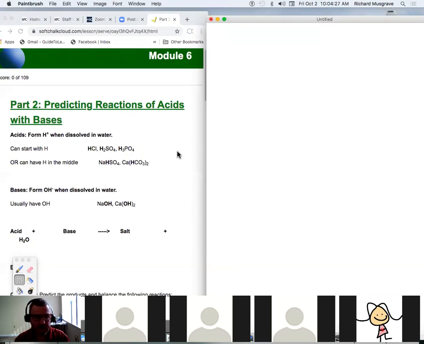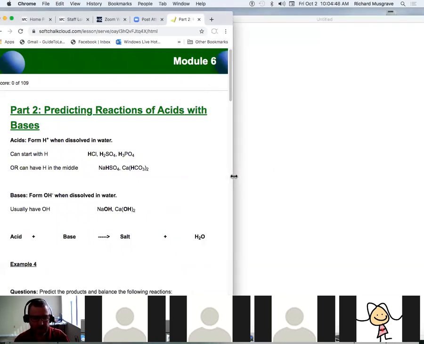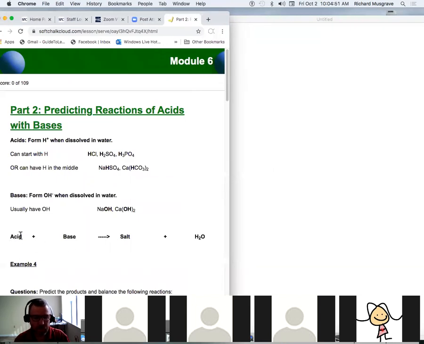So the next part is stuff I really want to focus on, because this is what people have a lot of difficulty with: predicting the products of reactions, especially these double displacement reactions and reactions of acids and bases. This tends to be very troublesome for a lot of students. So when we're looking at something like an acid-base reaction, the usual form is we have an acid, we have a base, which gives us salt. And by salt, I'm talking about not necessarily sodium chloride, but pretty much anything that's an ionic compound is considered a salt, and water as a product.